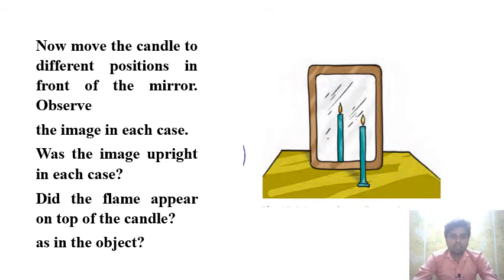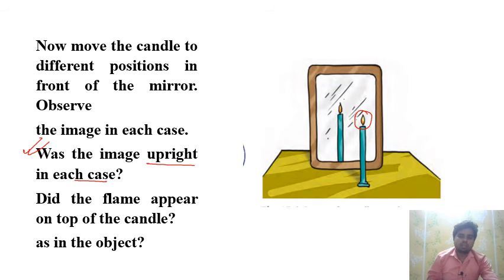Now you have to move the candle to a different position in front of the mirror. See, if I am moving this way, you can see the image that is formed in the mirror is also moving backward. The second question is: was the image upright in each case? Upright means straight, the same way, or is it opposite? So we can say here that it is upright.